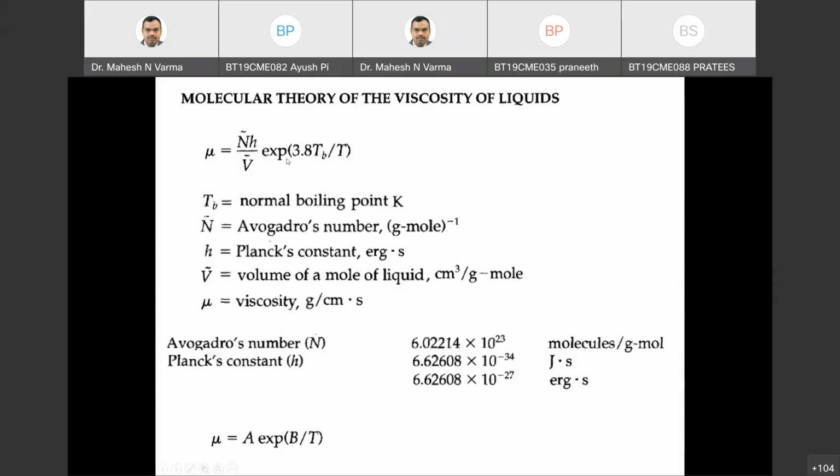And here they have elaborated. A equals Avogadro's number into Planck's constant divided by the specific volume, volume per unit mole, and B equals 3.8 into the boiling point in Kelvin, and T is in Kelvin. So this is what you can use for estimation of viscosity of liquids. Again, we are doing the same thing. This can be derived from the molecular theory of viscosity of gases, plus here you need additional knowledge of thermodynamics. Thermodynamics is deeply involved, so we are not interested in deriving this equation or its background. We will just use this equation.